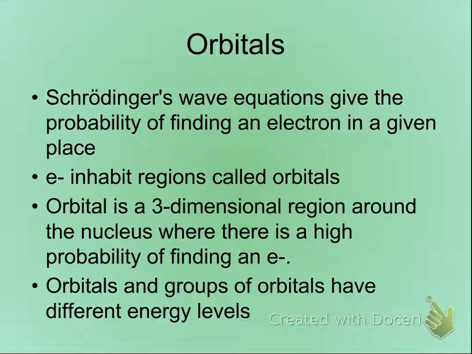But with Schrödinger's equations, basically what we get is a high probability area. So it's an area where these electrons tend to reside. And we can't pin them down exactly, but we can narrow the field a bit. So these orbitals and groups of orbitals have different amounts of energy.